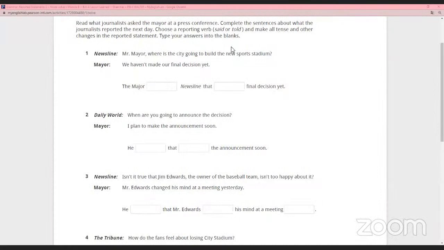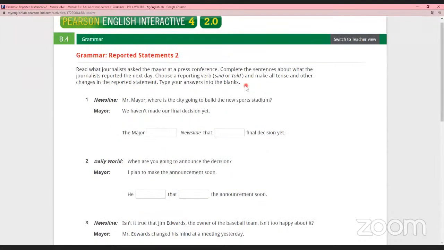All right, can you see my screen? Yes, I can. Okay, can you please read the instruction? Of course. Read what journalists asked the mayor at a press conference. Complete the sentence about what the journalists report the next year. Use the reporting verbs said or told, and make all tense and other changes in the reported statement. Type your answer into the blanks.